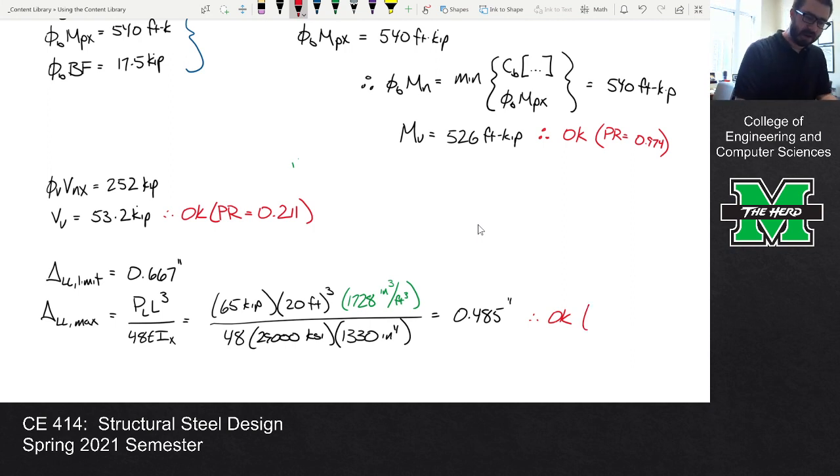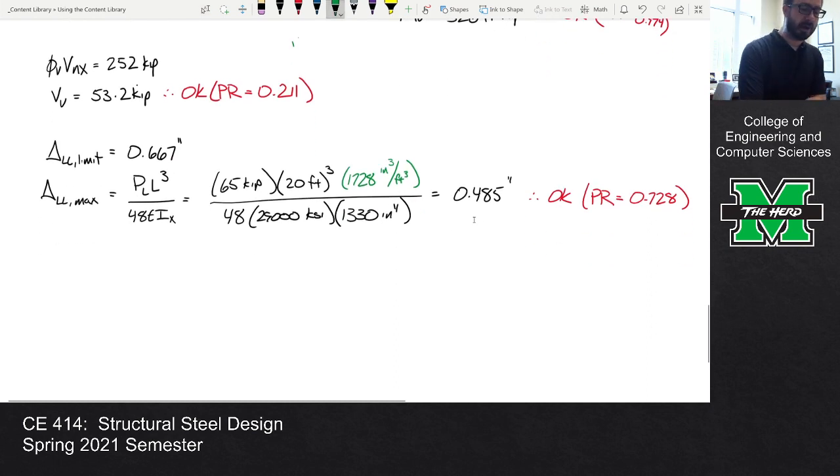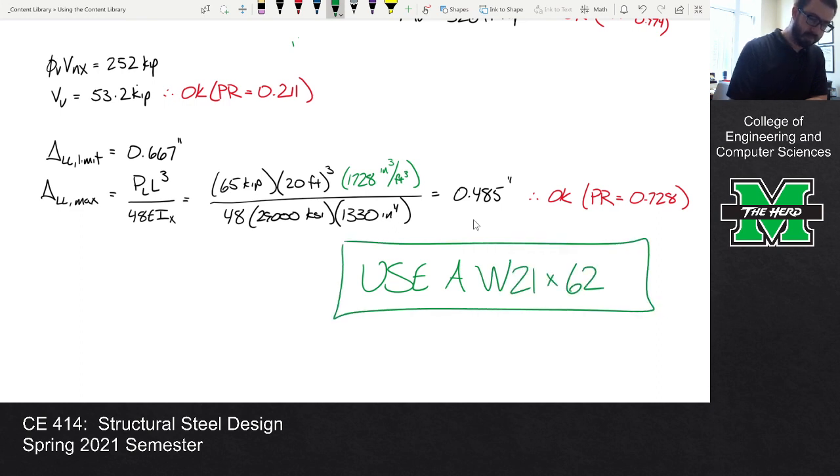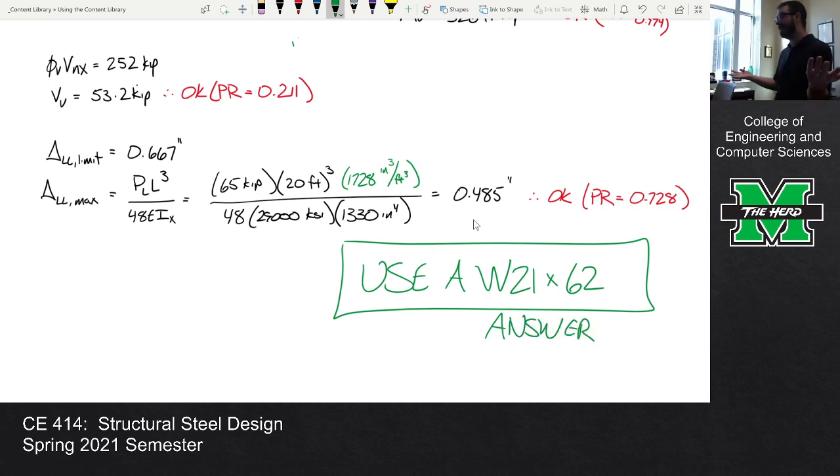We're good. And if you want, you can also compute a performance ratio. Just take 0.485 divided by 0.667, and you get 0.728. And that's it. So that's your answers. Well, I guess I should clarify, what is your answer? That's it. That's your answer.